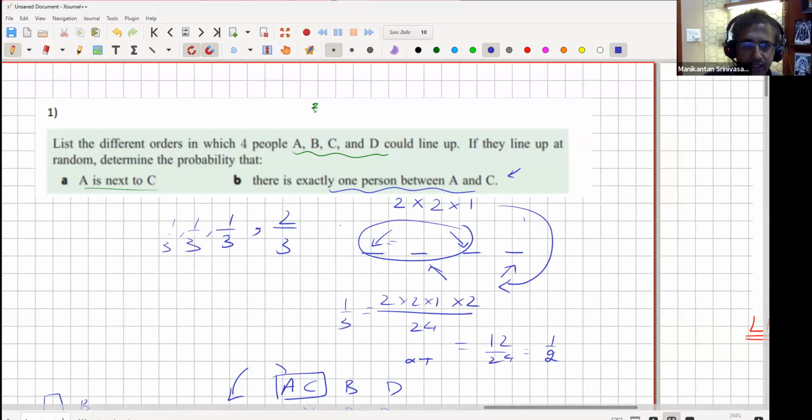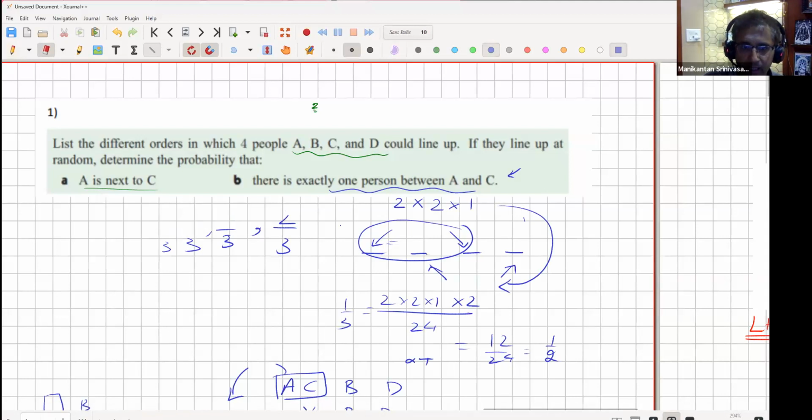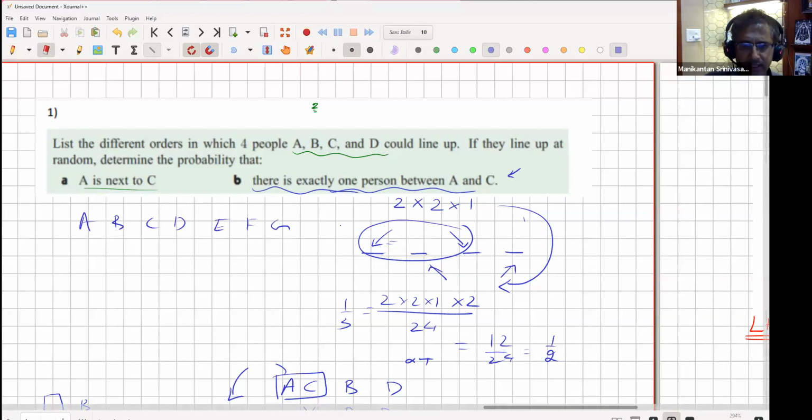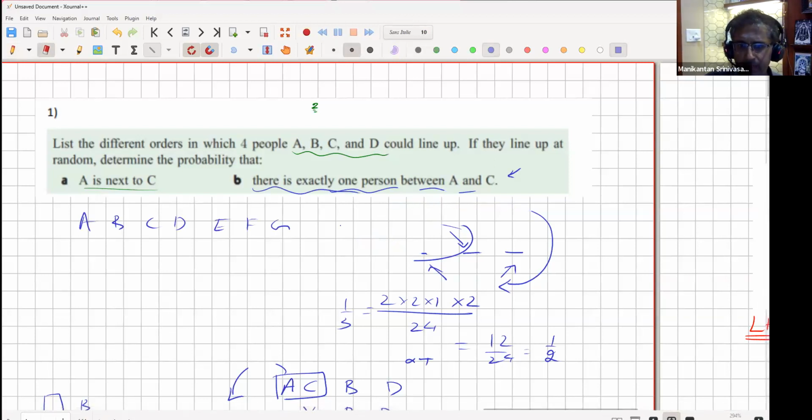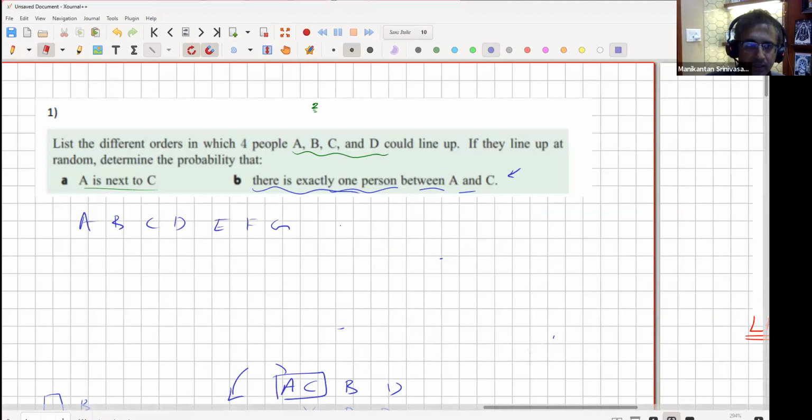Now I'm going to extend the same problem for part B. So there are 7 students, A, B, C, D, E, F, G. Can we repeat part B? Part A, we don't have to repeat. It's easy. Part B, can we repeat? Repeat part B for A, B, C, D, E, F, G. You can take a minute and do it, guys.